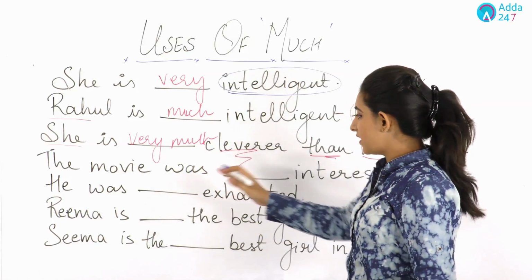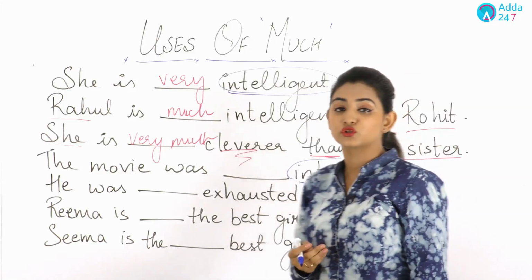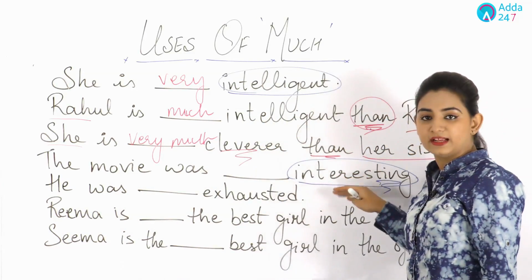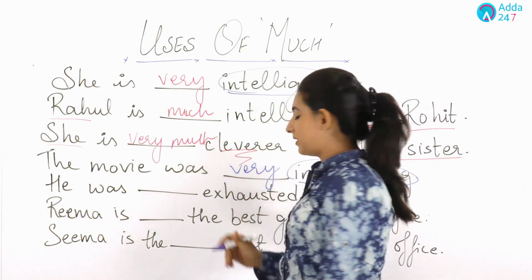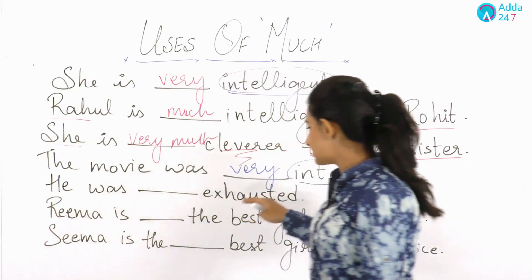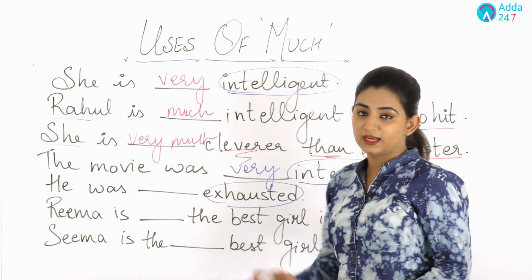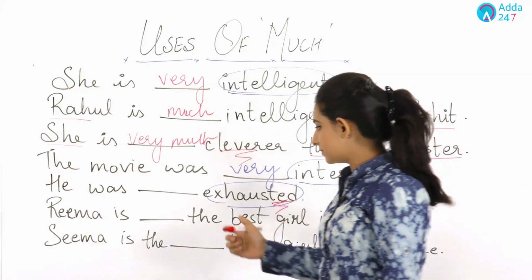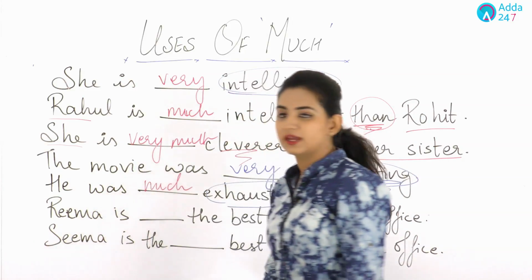Next sentence says the movie was dash interesting. Now we know ing forms of verbs also work as present participle. So we will consider interesting as a present participle here, and I told you wherever we will have present participle we will place very. Next sentence says he was dash exhausted. Now exhausted here means what? It is a past participle. Why? Ed forms of verb are also known as past participle. Now we will place he was much exhausted.